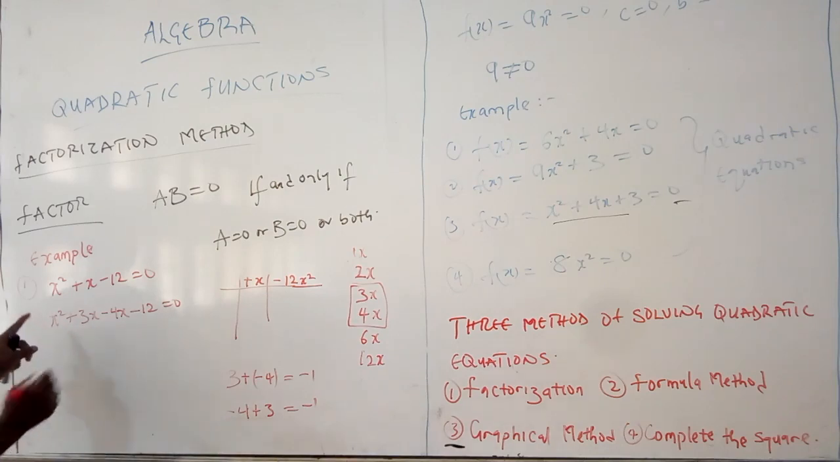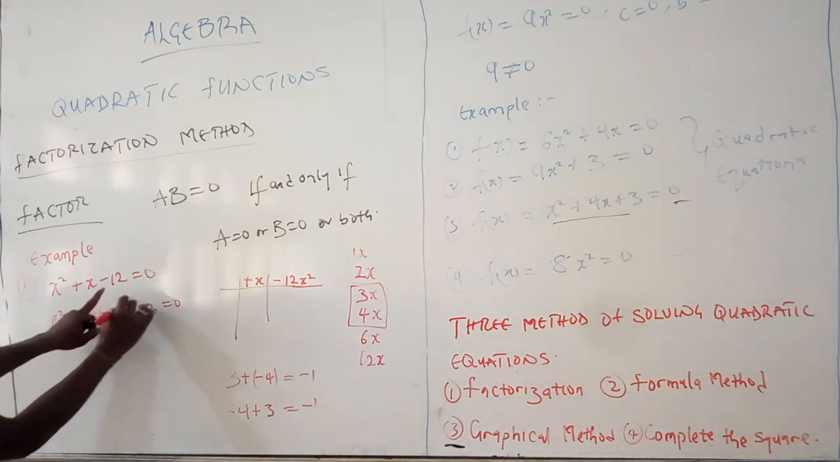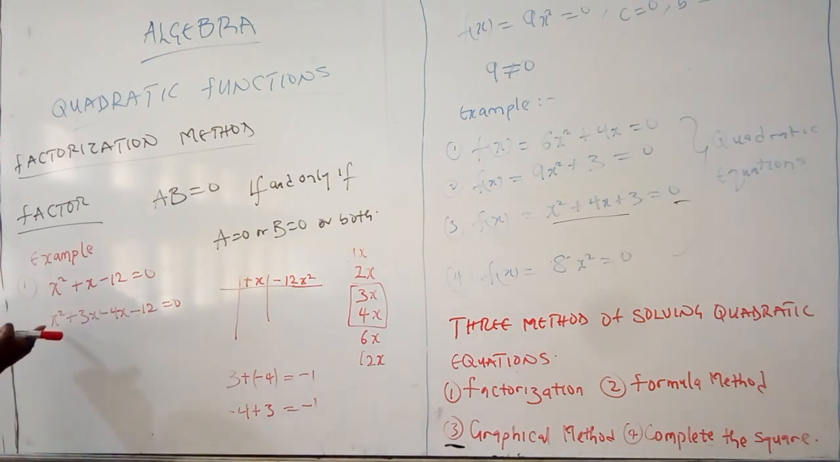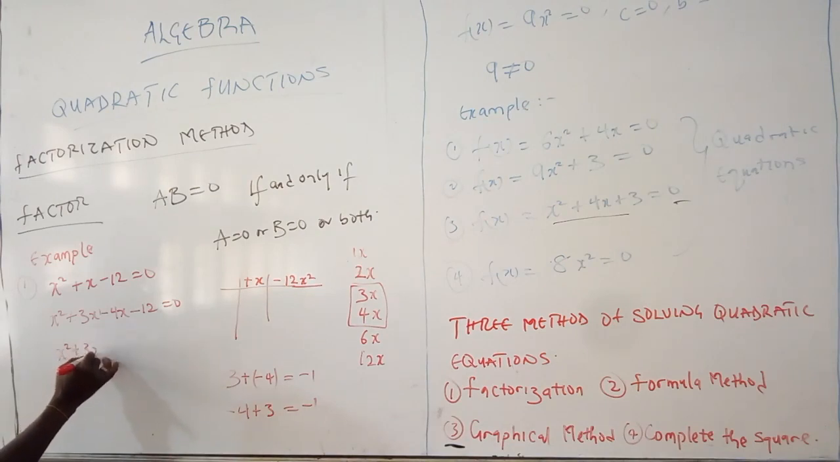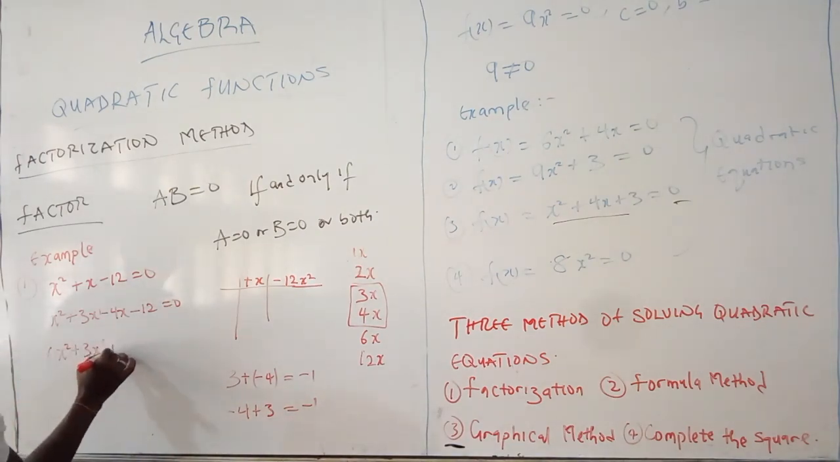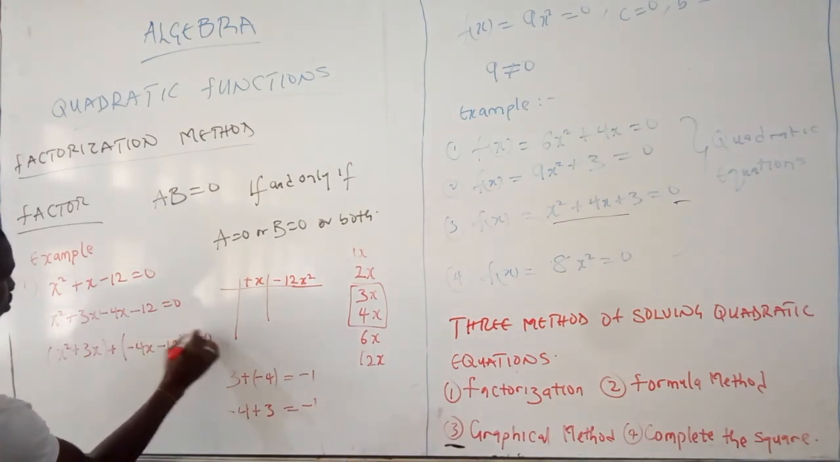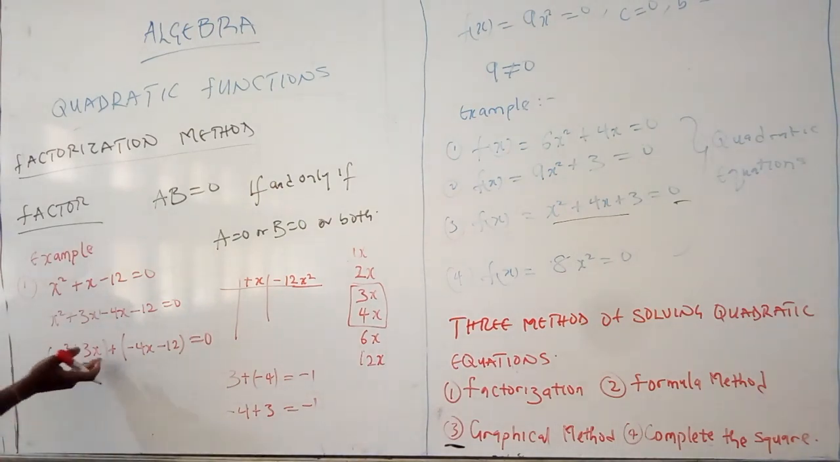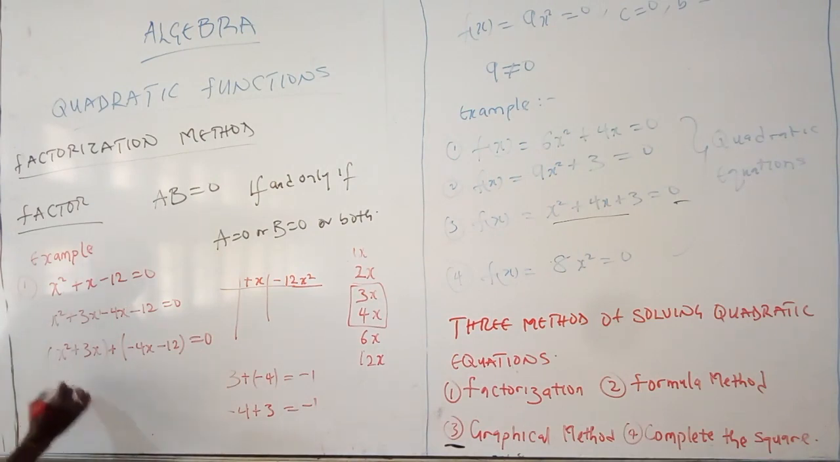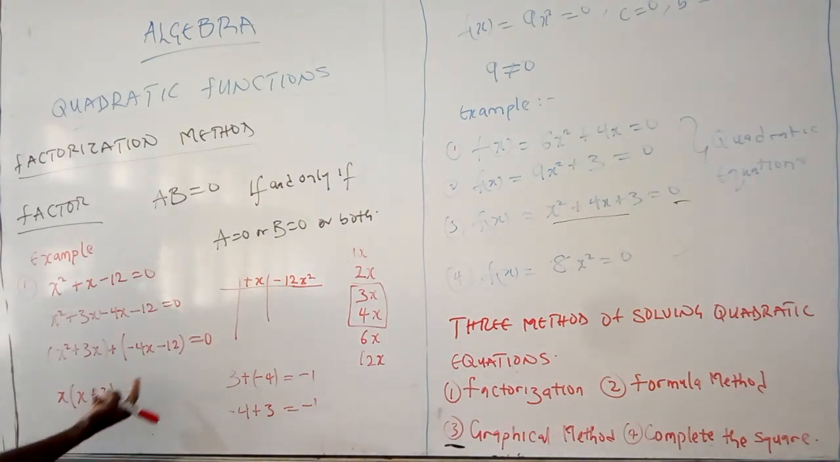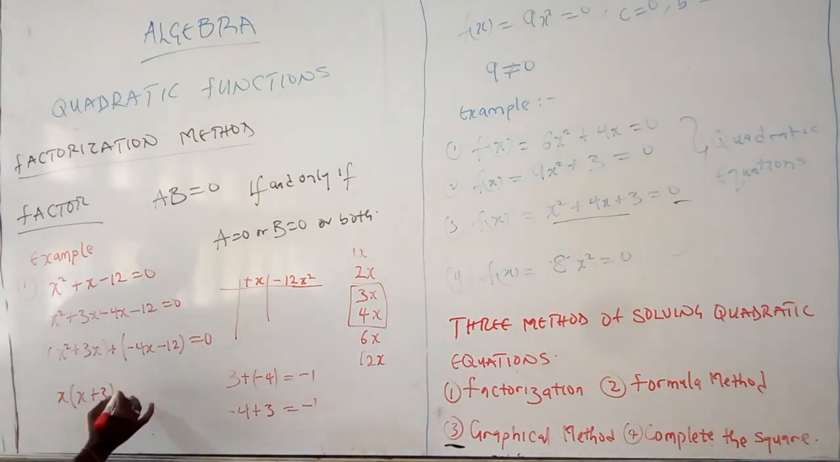You will not take these two together and these two together. So x squared plus 3x plus minus 4x minus 12 is equal to 0. From here, there is something that is common. What's common here is x, so you end up having x plus 3. What is common here? If you remove minus 4, here also you can remove minus 4.